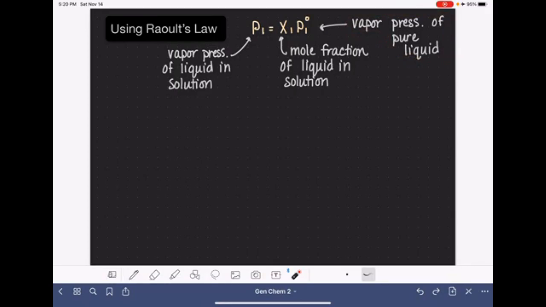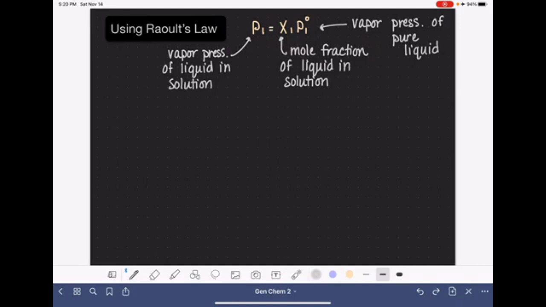Raoult's law is handy because it allows us to actually calculate the vapor pressure of a liquid when it's in a solution, as long as we know the mole fraction of the liquid in the solution. One of the problems with Raoult's law is that it requires us to know the concentration of the solution in terms of the liquid, which is typically the solvent. Normally, when we express concentration of a solution, we express it in terms of the solute, not in terms of the solvent. So the notation is a little bit weird in Raoult's law, just in terms of how we are expressing the concentration. Let's see if we can make this equation a little bit more useful for us.